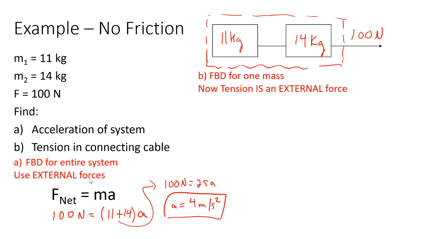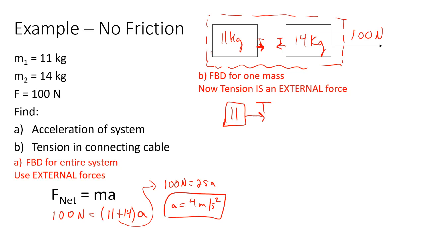Okay. In part B, we'll look at using a free body diagram for a single mass. And in this case, I'm actually going to do this for both masses just to prove to you that tension is going to be the same. If we draw a free body diagram for the 11 kilogram mass, there is going to be this tension force that's pulling on this mass. That's the force that's going to be making this thing move, right?